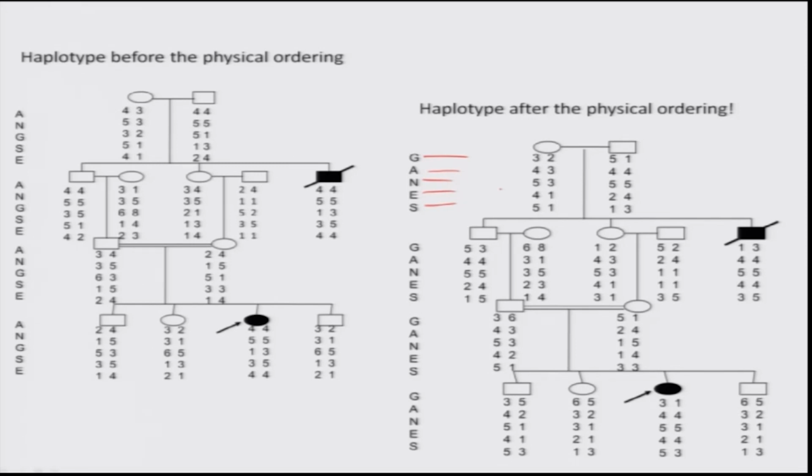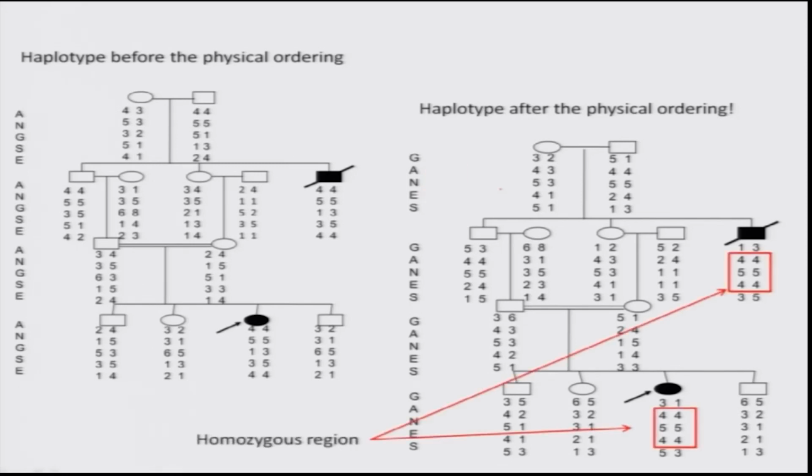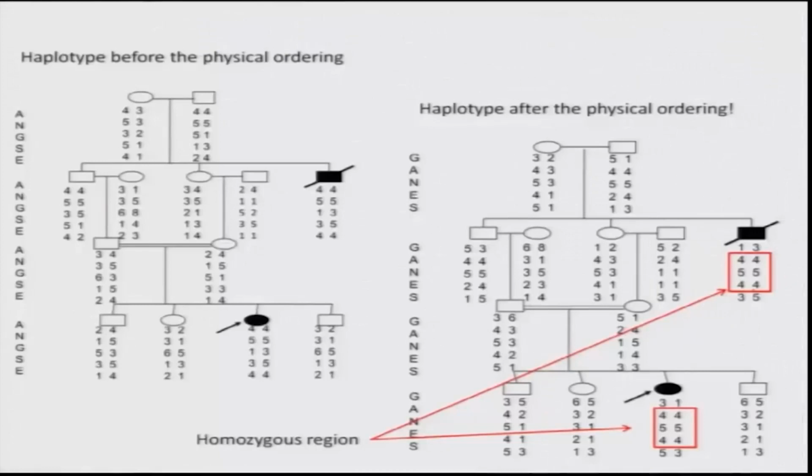Now, because it is a recessive disease, you have to carefully look at the homozygous region. If you look at these two affected individuals, you will find markers A, N and E remained in homozygous condition. You see 445544, 445544, and you do not find that homozygosity in any of the unaffected individuals. That suggests this is the region that is likely to have the gene that causes the disorder.